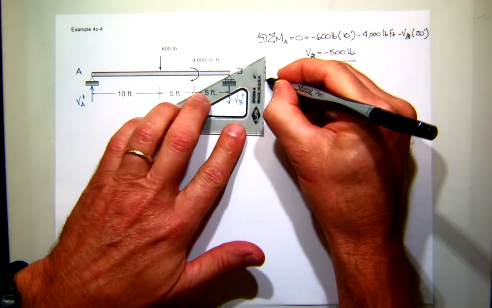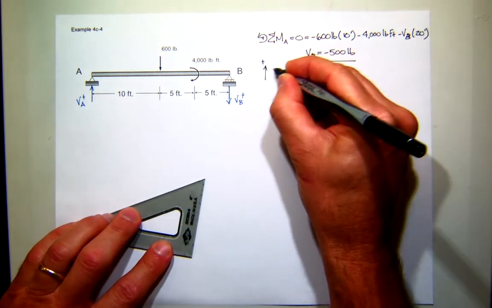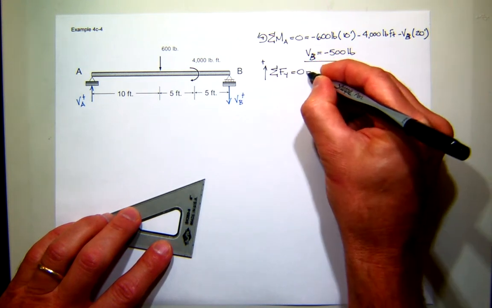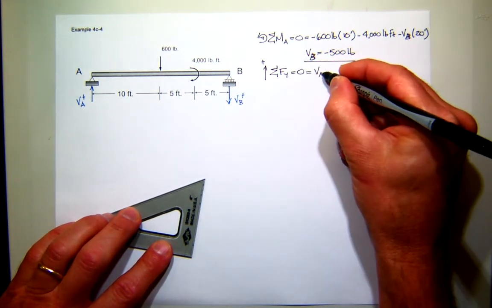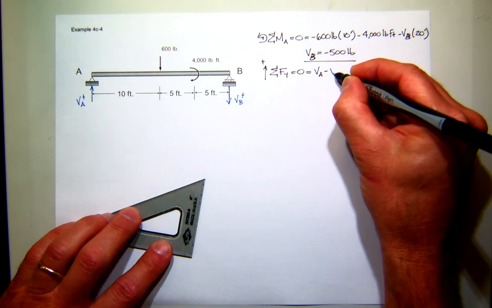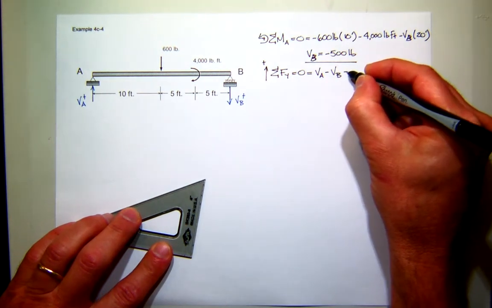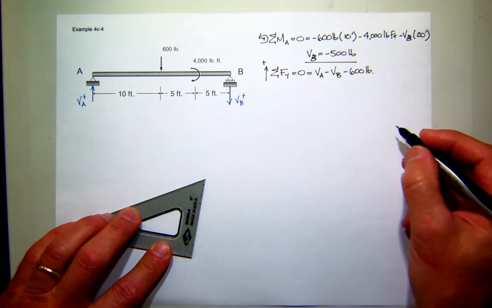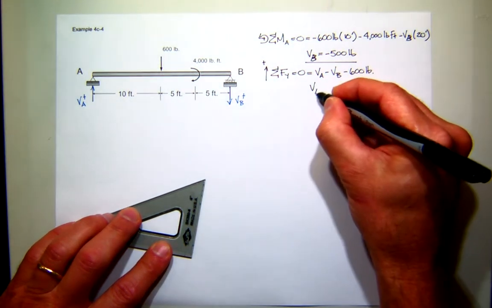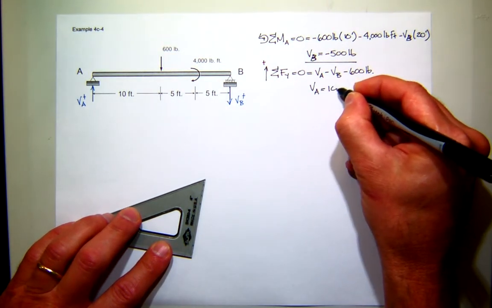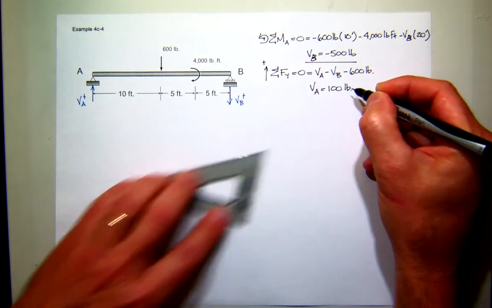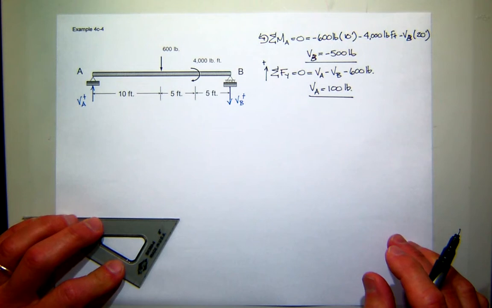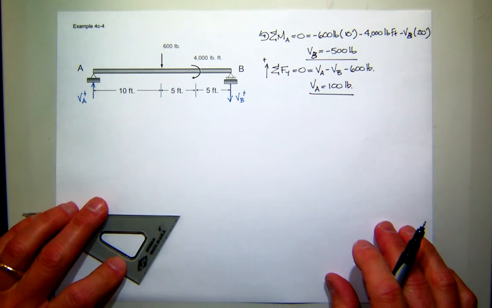So I can come next and sum forces in the Y direction. Make sure that's in equilibrium. So I have the shear force at A acting up, the shear force at B acting down, and I have minus 600 pounds. So that says the shear at A is 100 pounds. That makes sense? Okay.